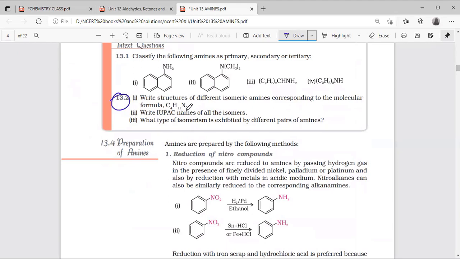13.2. C4H11N. Write the structures of different isomeric amines corresponding to the molecular formula. C4H11N means 1 carbon, 2 carbon, 3 carbons, 4 carbons, then NH2. Let us check it: 3 hydrogens, 2, 2, 2, that is 6 hydrogens plus 2, 8 hydrogens, plus 3, 11 hydrogens. So 11 hydrogens, 4 carbons, nitrogen. This is one of the compounds.